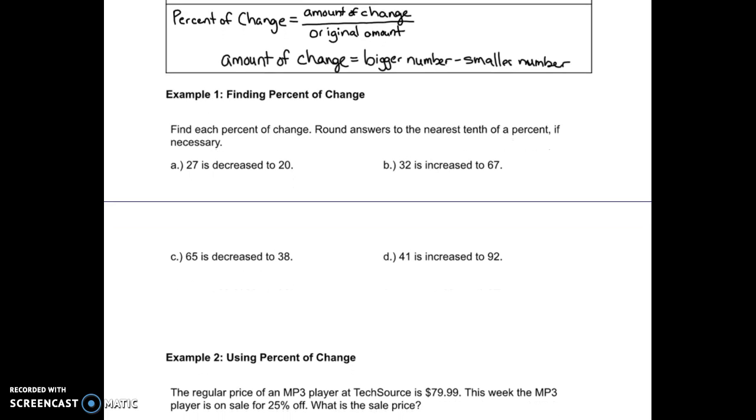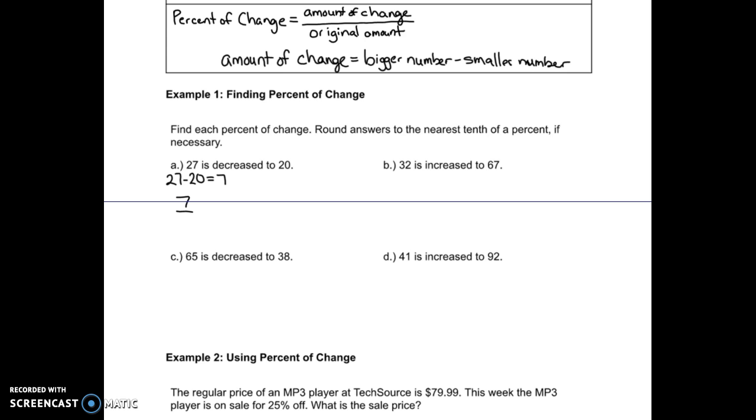So example 1 says find percent change. Find each percent of change. Round answers to the nearest tenth of a percent if necessary. So the first thing we've got to find is our amount of change. We'll take our bigger number, 27, minus our smaller number, 20. 27 minus 20 is 7. So 7 is our amount of change. So amount of change goes on top.